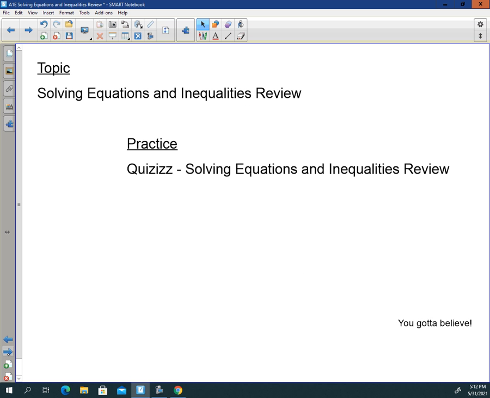All right, you guys, bottom line, when you're solving equations and inequalities, it always comes down to the same series of steps over and over and over again. Just when you're dealing with inequalities, remember that if you multiply or divide by a negative, you're going to have to flip that symbol. That's the Solving Equations and Inequalities review.